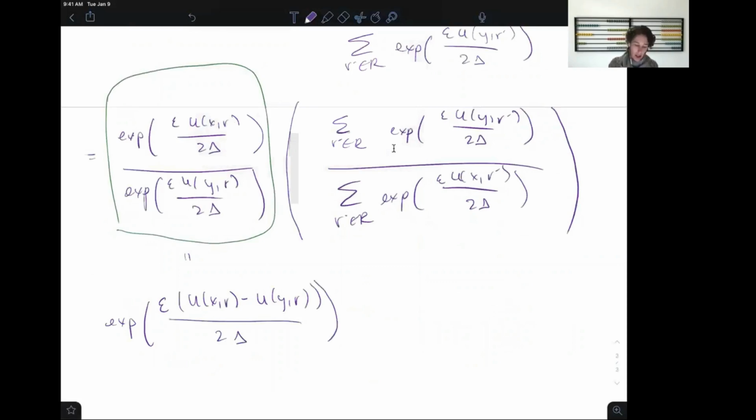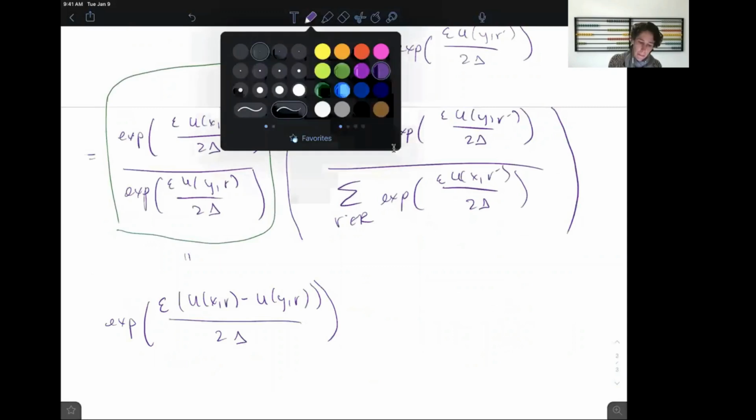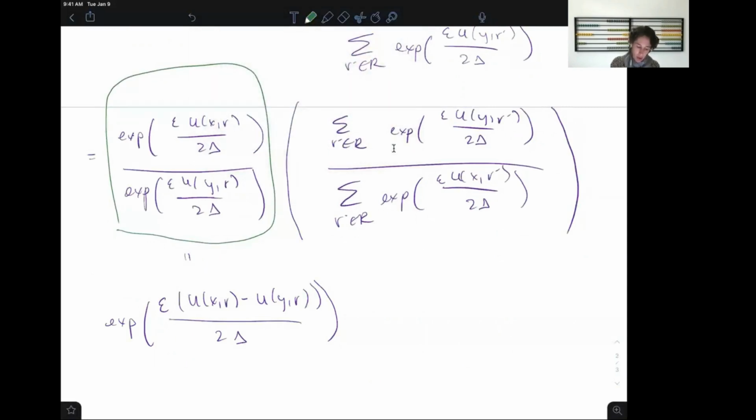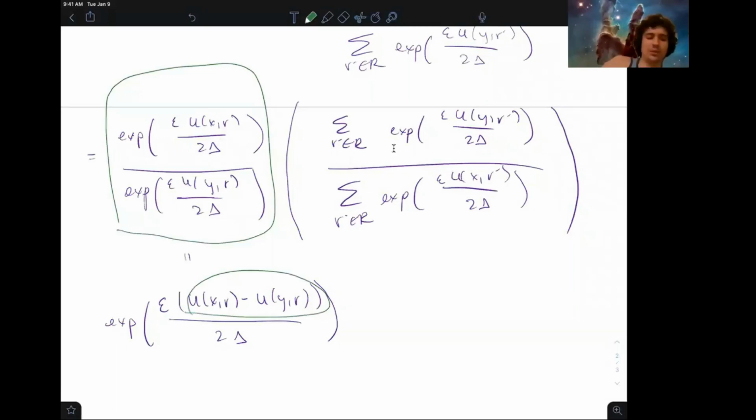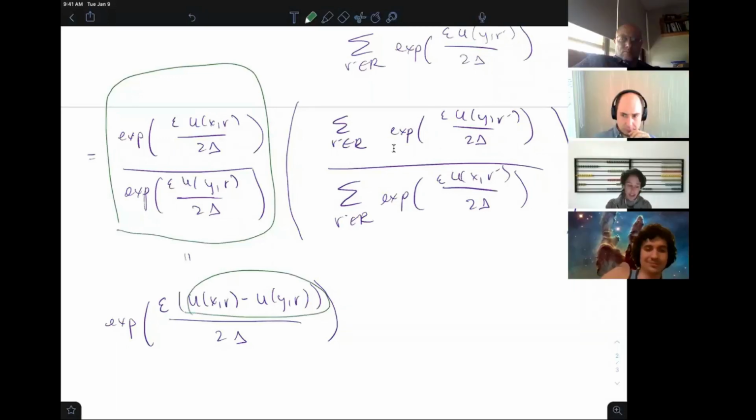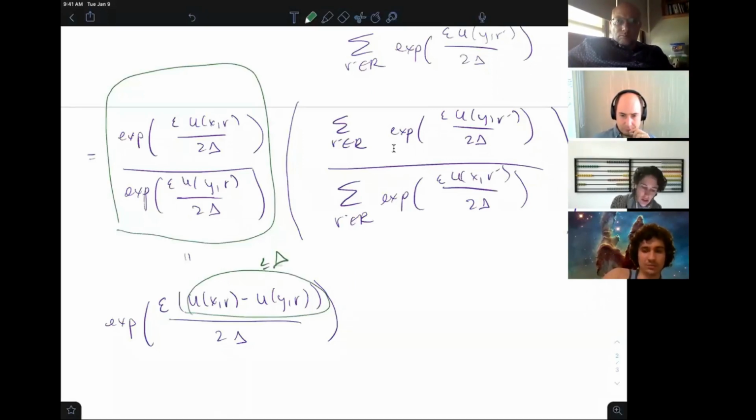Why do I say that's looking promising? What can I say about this? This looks like the sensitivity. Yeah, exactly. That's the sensitivity. So that's bounded by my delta. That's good news, right? Okay, so now let's try to make some sense of this other big mess that we've got going on here.